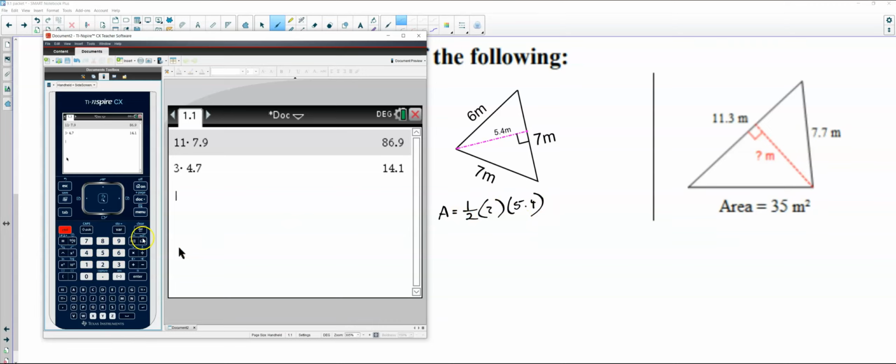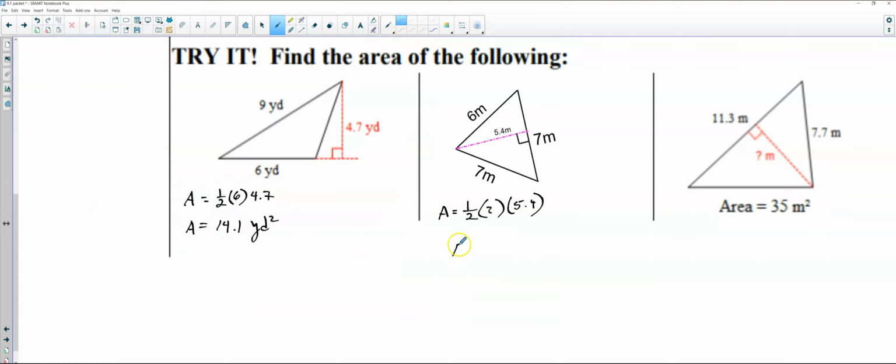Okay, so control division for my fraction, that's 1/2, multiplication times 7, multiplication times 5 and 4/10. So half of 7 times 5.4, enter, and that gives me 18 and 9/10. So the area is 18 and 9/10 square meters. Just remember that area is always given in square units, whatever it is.